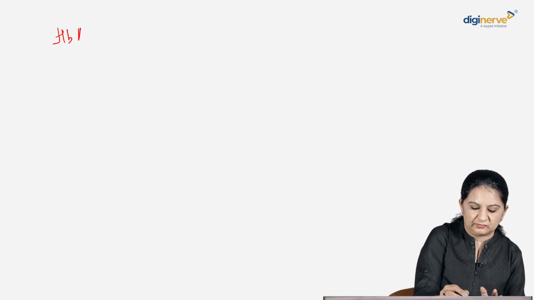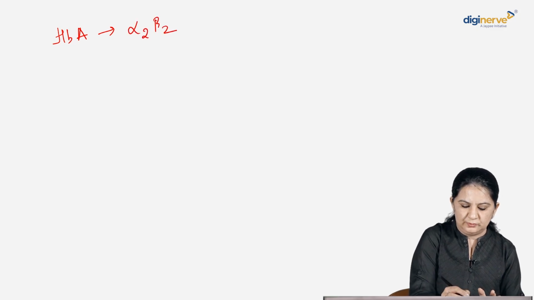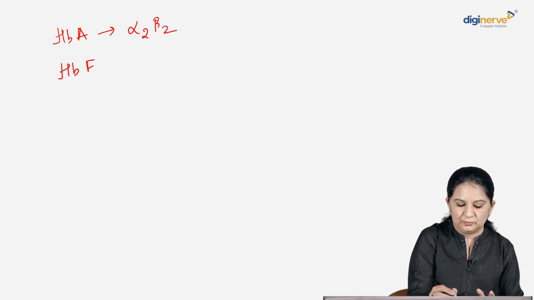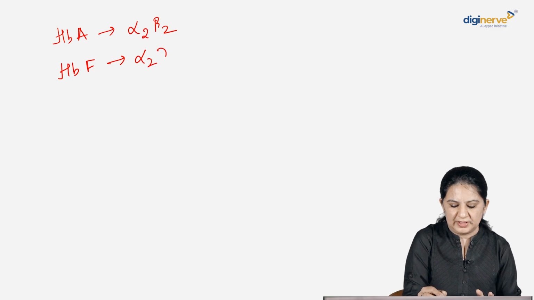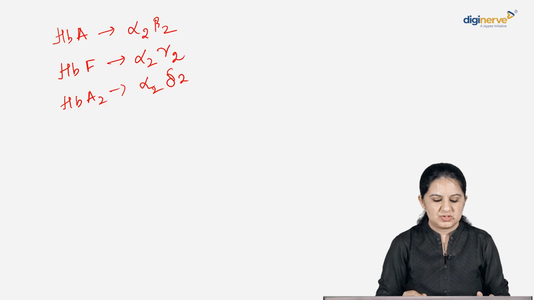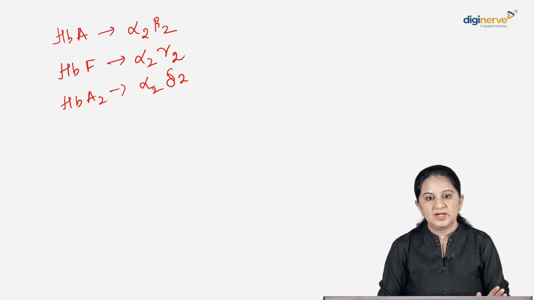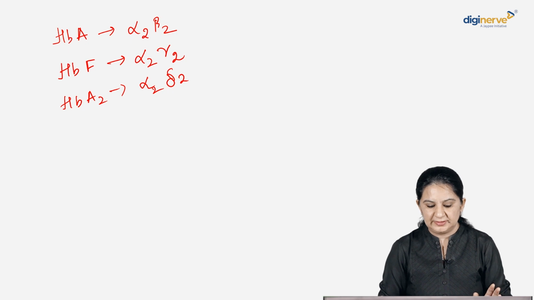Before going to thalassemias, let us see what normal hemoglobin is made up of. Adult hemoglobin consists of alpha 2, beta 2. The fetal hemoglobin consists of alpha 2 and gamma 2 chains. Hemoglobin A2 consists of alpha 2 and delta 2. So, hemoglobin A is alpha 2 beta 2, F is alpha 2 gamma 2 and A2 is alpha 2 delta 2.